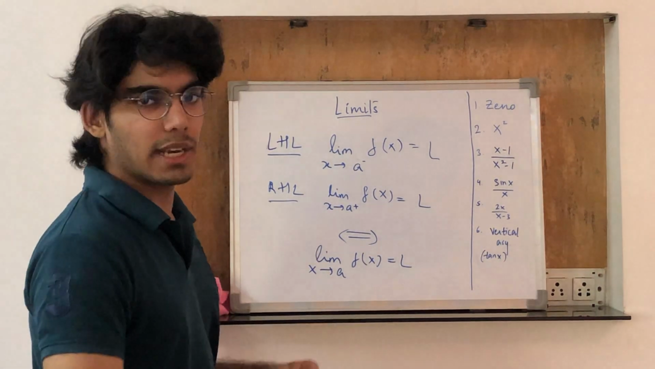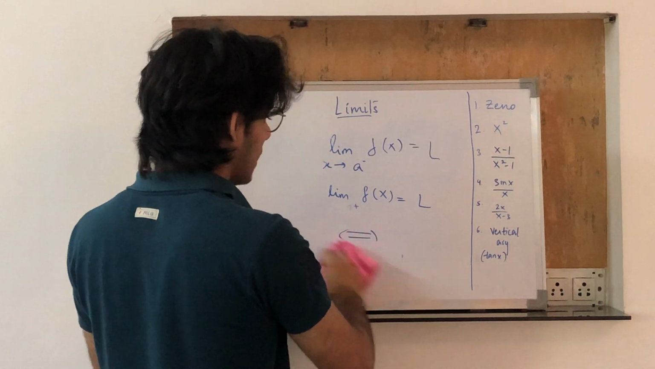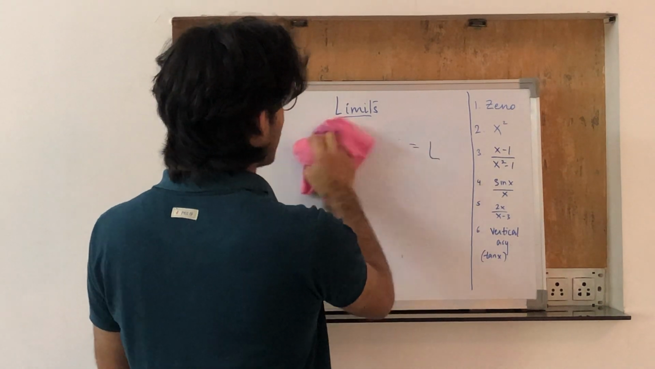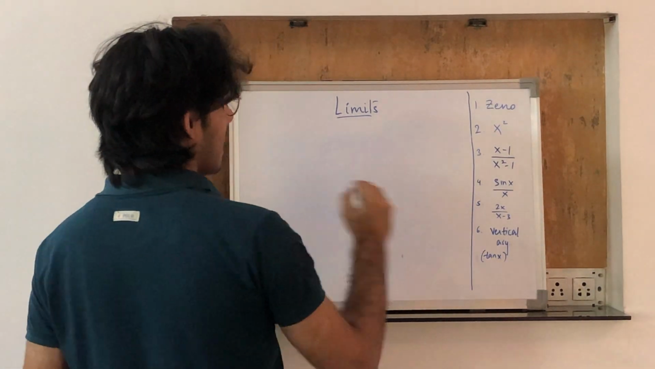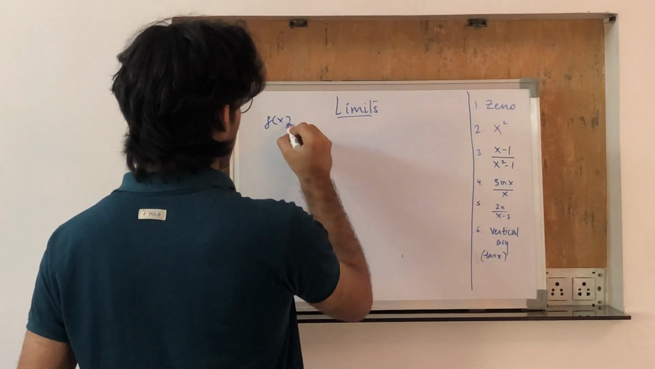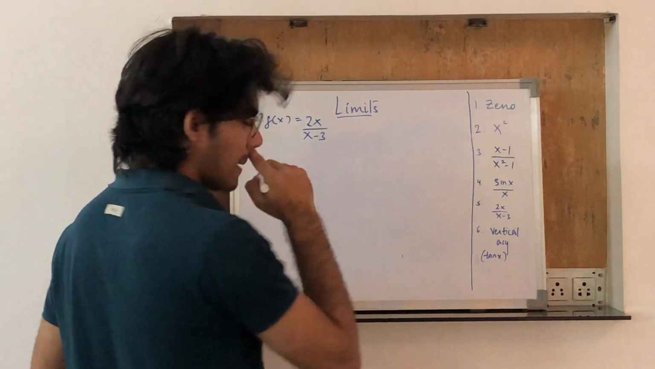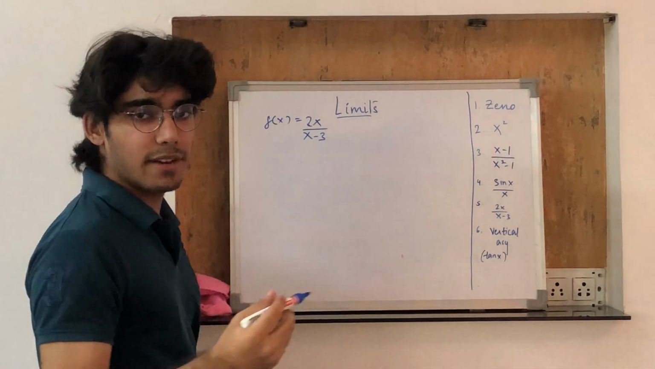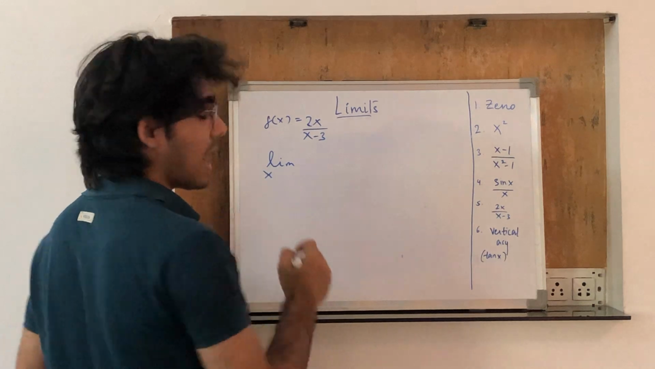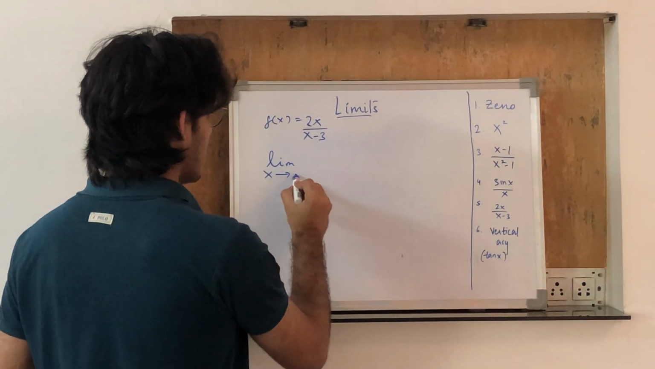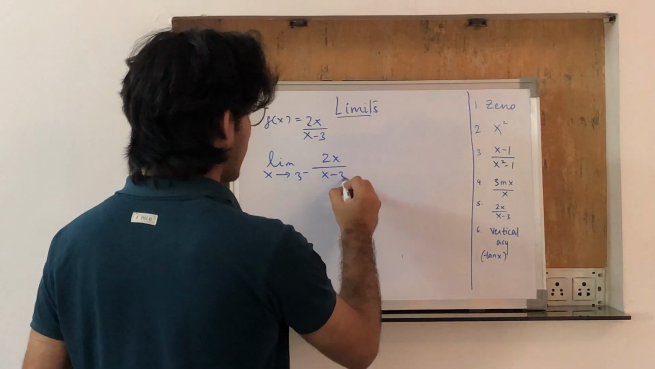So let's look at an example now. And in this example, I will show you guys how we do algebra with limits. All right. Let's say our function here is f of x equals 2x over x minus 3. All right. So let's try and find the left-hand limit first. So that's going to be limit x tending to 3 minus of 2x over x minus 3.